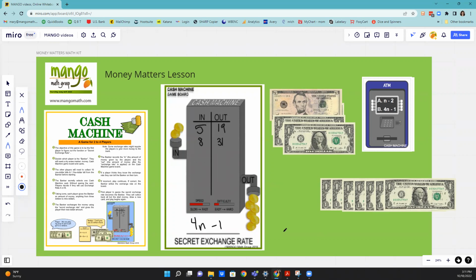So it is a game that takes thought, but it gets them to understand functions as well as exchanging money. Oftentimes this is what happens when they're doing banking. There are fees attached, or there's interest being accrued. So there are different reasons why this is an important thing for students to understand. So enjoy.